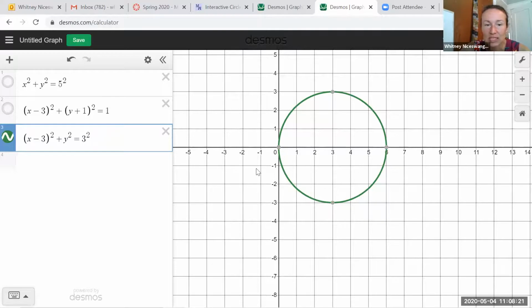So you can use this and kind of see how all the points on this circle actually satisfy this equation, okay? So that's the graphing of these circles. Let's go a little deeper in.